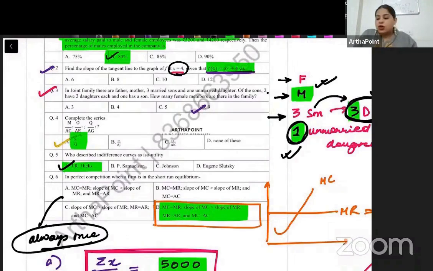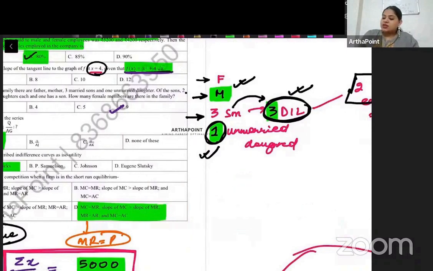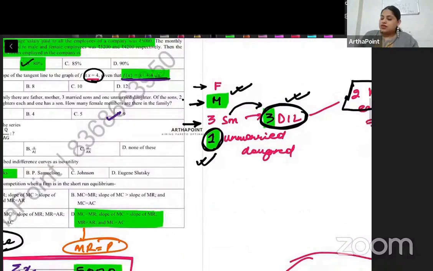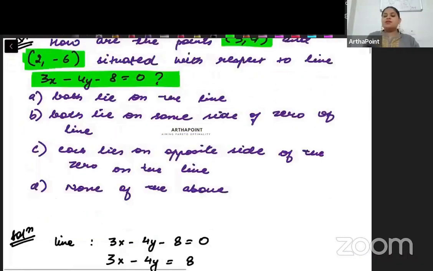MC is equal to MR, slope of MC greater than slope of MR, MR is equal to AR, which is always true, they are equal, and MC and AC are also equal. So ultimately from here, I know beta that P is equal to MC is equal to MR is equal to AC. This is getting satisfied at this point.